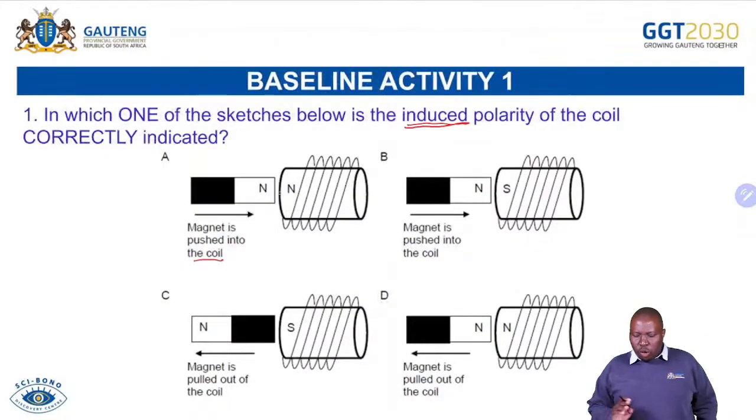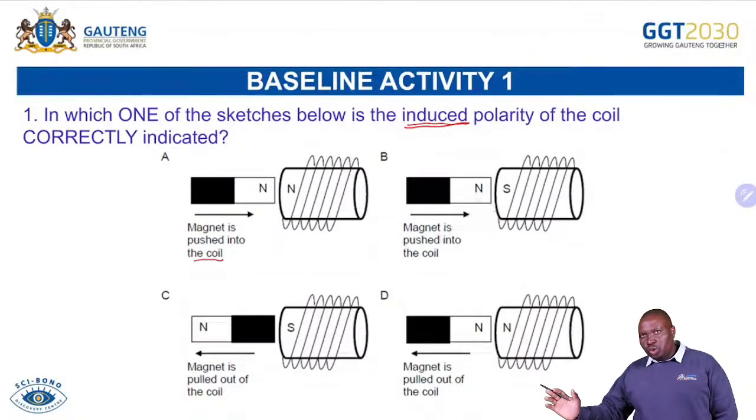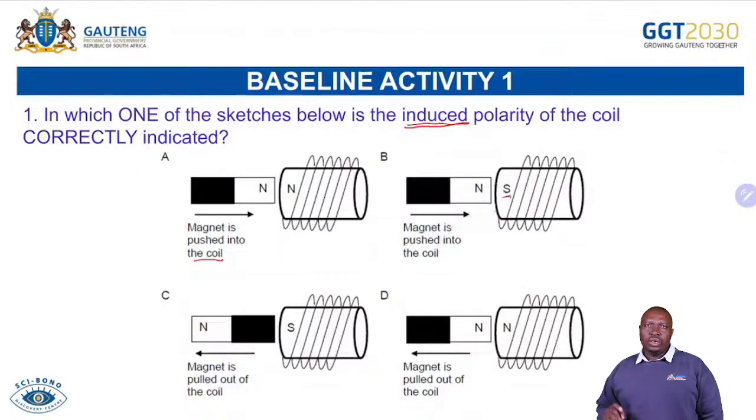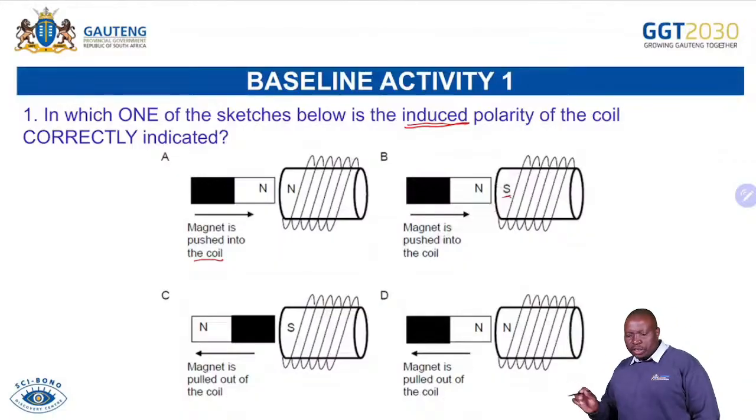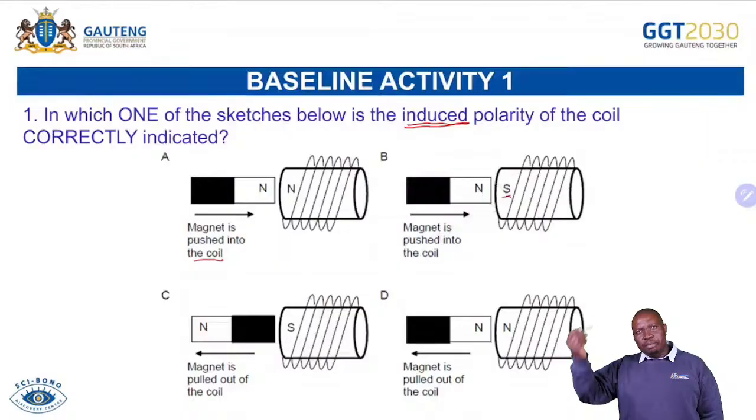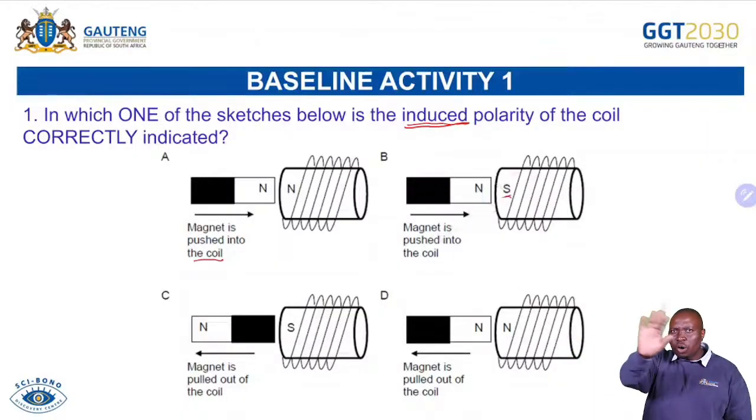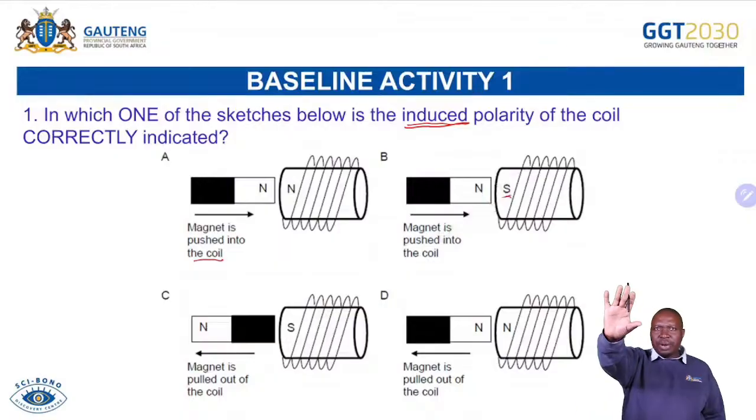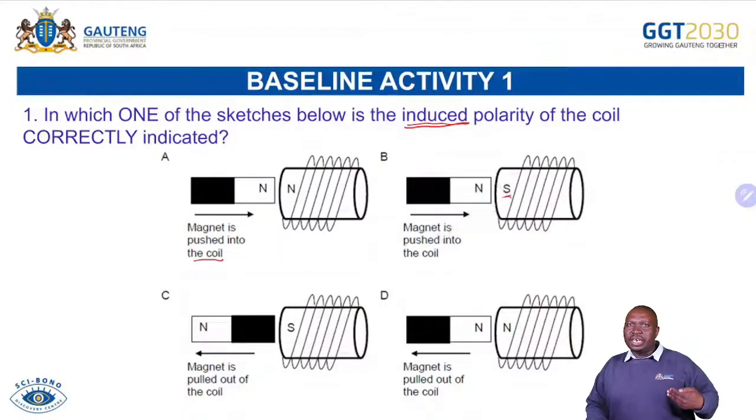Now, let's go to number B. Number B is saying as the north pole is being pushed towards the coil, the coil becomes south, induces the south pole. No, that's not what happens. Remember, as the north pole approaches, the coil must become north as well, so that it can repel. So it's saying, no, I don't want you, north pole, close to me. I'm repelling you. I want you far away from me. That's how magnetic flux is being generated.